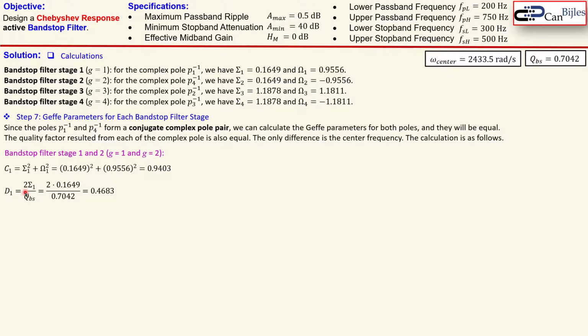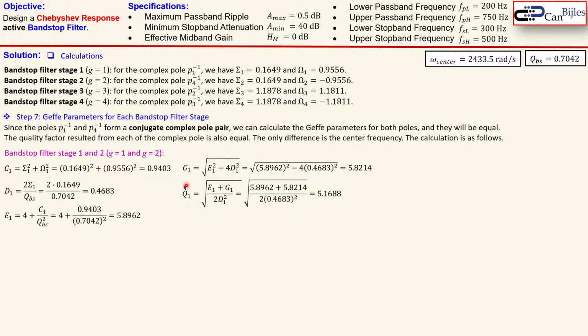You also need here the quality factor of the band stop filter. It was 0.7042, which was calculated at the beginning. Now this gives you D1. Now E1 is given by this formula. And then we have the G1, which is just a parameter. The important part is the quality factor here. Q1 is given by this. This is now the quality factor of the first stage.